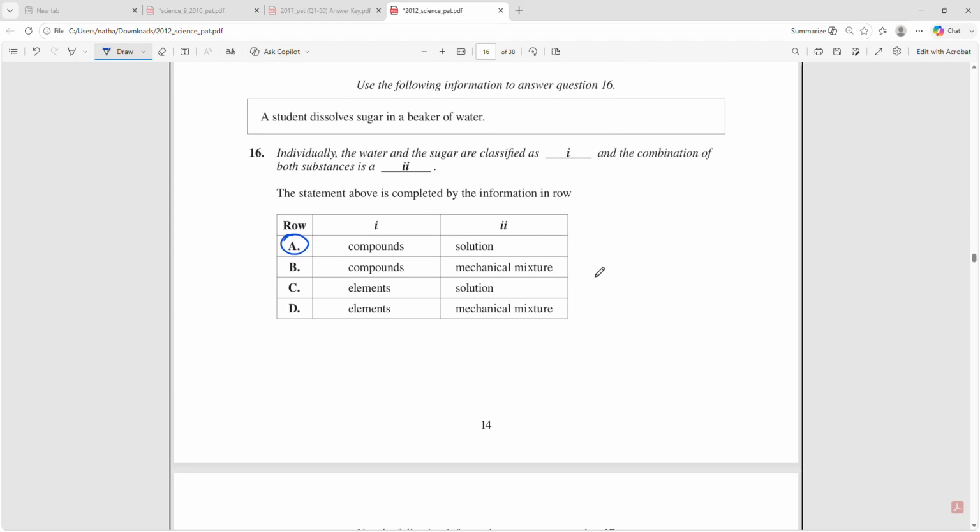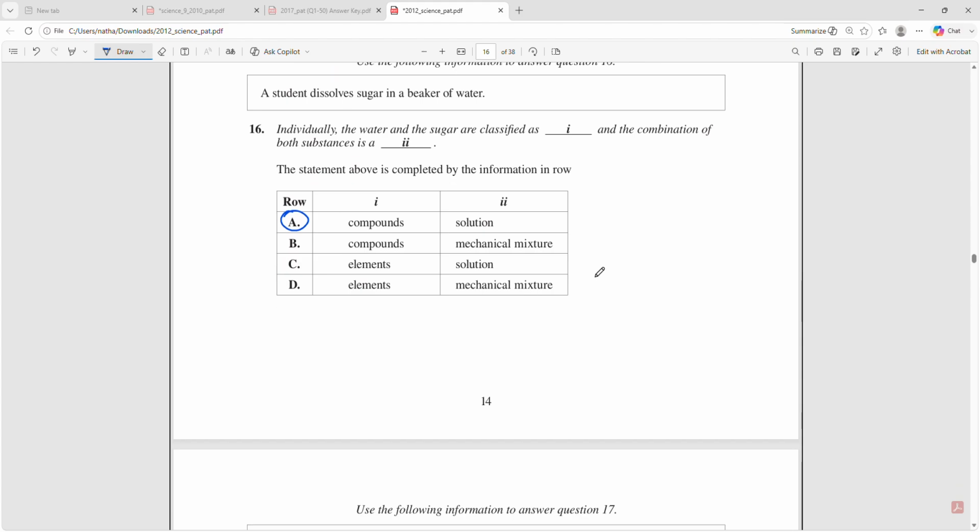Okay, a student dissolves sugar in a beaker of water. Individually, the water and sugar are classified as either compounds or elements. They're definitely compounds. Sugar is made up of a variety of different elements, and so is water, hydrogen and oxygen. So we know they're compounds, so it's going to be one of those two here.